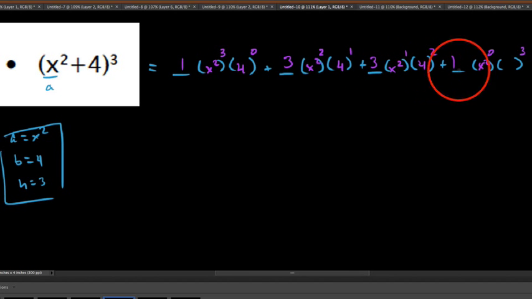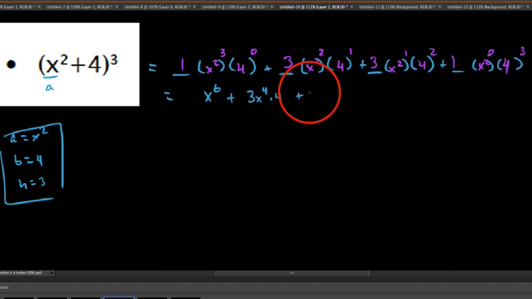So taking our time, seriously, you do want to take your time on this. We get 1 times x squared to the third, which is x to the 6th, and then we say 4 to the 0, which is just 1. So we get x to the 6th plus now 3 times x squared squared, which is x to the 4th, times 4, plus now 3 times x squared to the first, which is 3x squared, times 4 squared, which is 16 there, plus now this is a 1, this is a 1, and we get 4 to the third, which is 64.